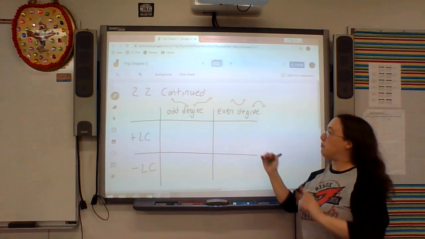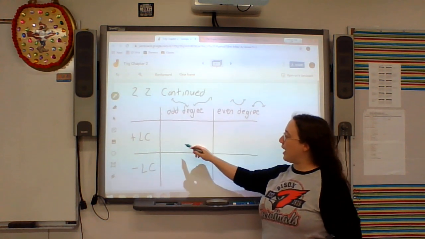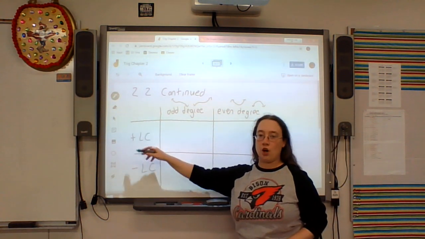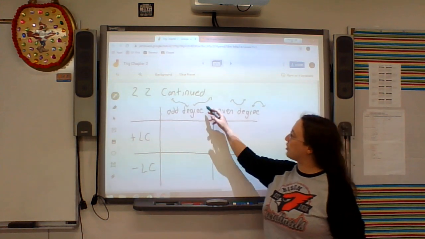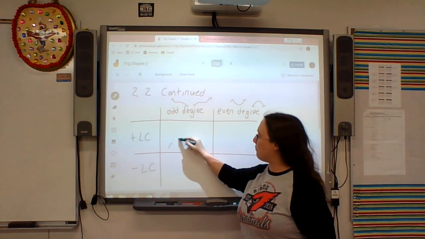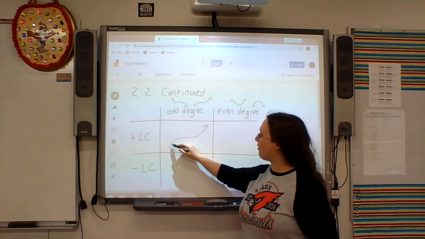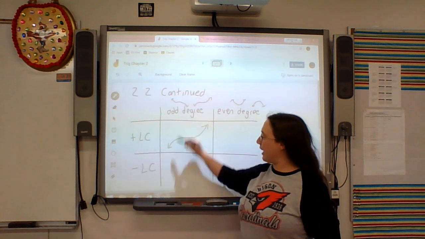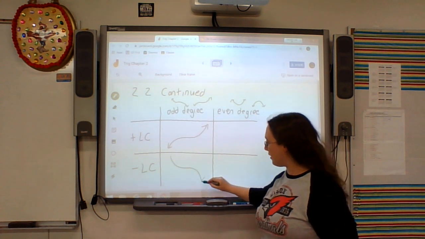Now, the difference between these is if we have a positive leading coefficient to go with that odd degree, then we're going to end up with something like this. Whereas if it's negative, it's going to be going down.